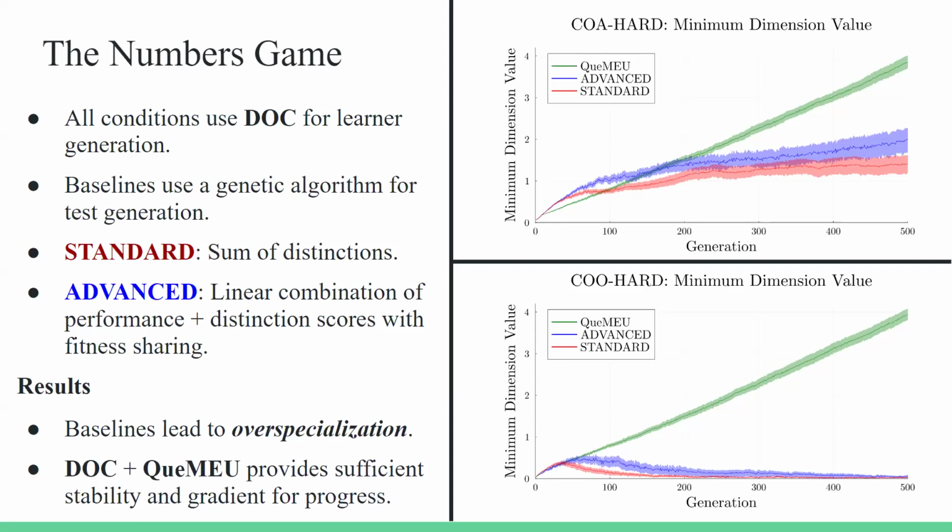But if you look at the results on 2 variants of the numbers game, this results in over-specialization, where the y-axis is that minimum dimension value averaged over the population. You see the baselines plateau on the first problem and then actually degrade towards 0 on the second problem, whereas the QMU algorithm leads to consistent and steady growth. And so this is similar to those archive methods.